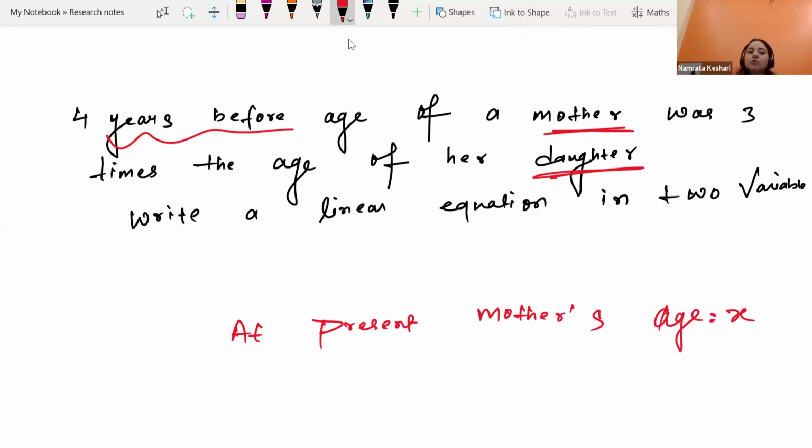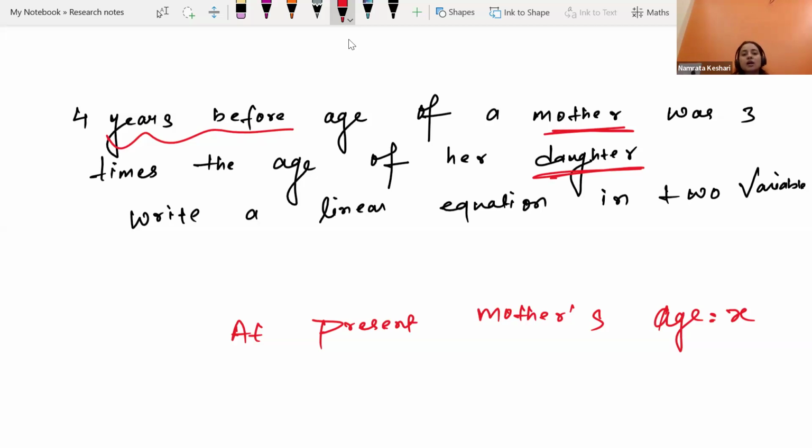Then can you tell me 4 years before, the age of the mother? X minus 4. X minus 4. Okay. If now her age is X, then 4 years before, the age must be x minus 4.